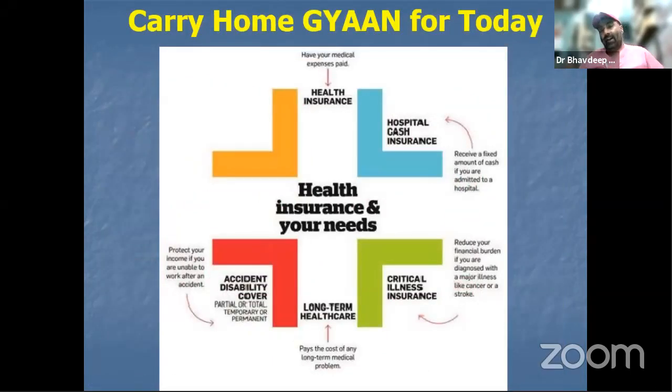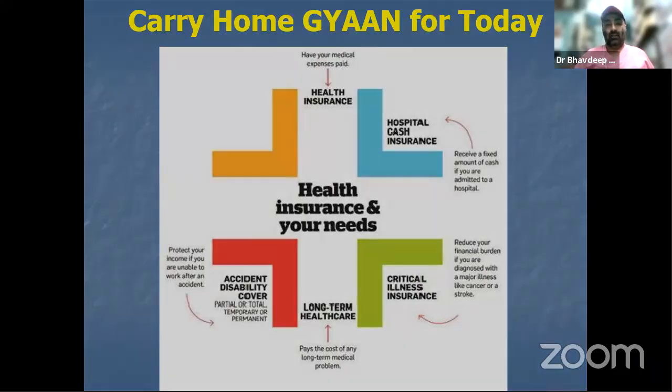So finally, last section, carry home Gyan for today. A few last slides, and we'll be on time to finish in less than 2 hours. So have your medical expenses paid. Hospital cash insurance, receive a fixed amount. If it is a critical illness, receive your major chunk of amount, which we discussed in the critical illness session. Then pay the cost of any long-term medical problem. Accidental disability cover will cover you for income, which can limit your earning capacity as well.